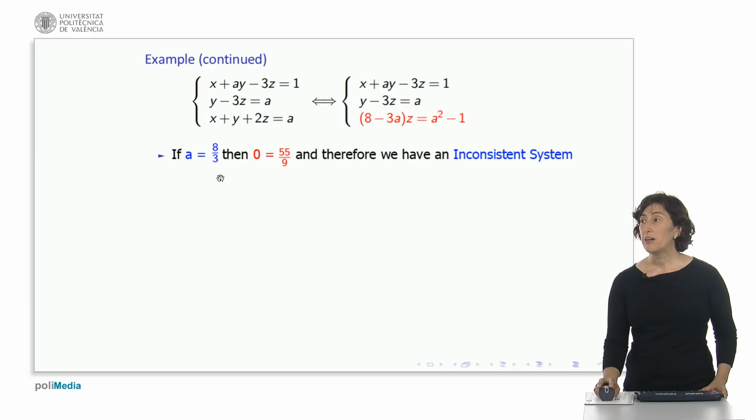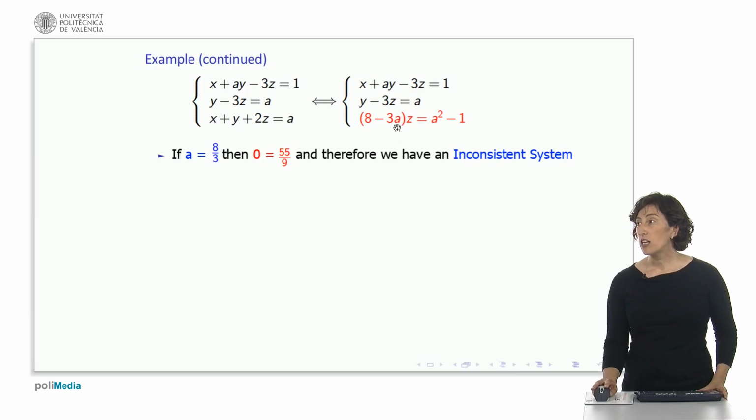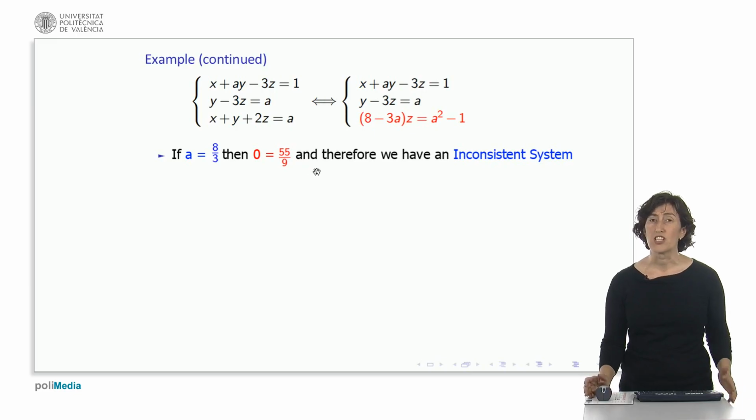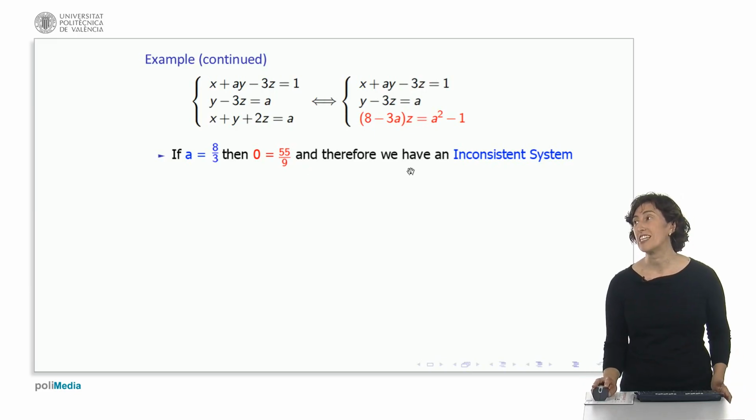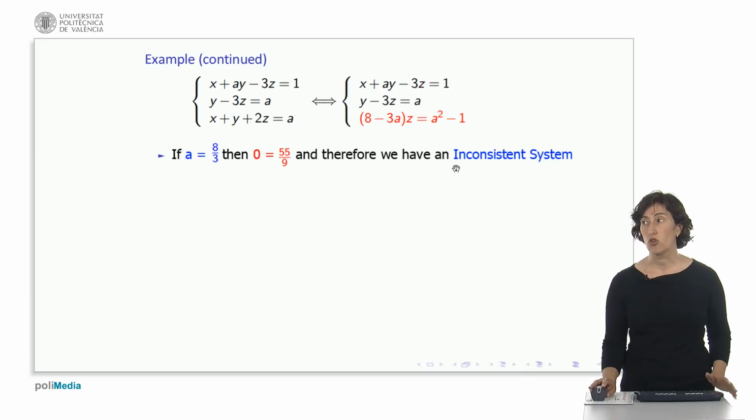If a is worth 8/3, as you can see, it is different from 1. If a is worth 8/3, this here is 0. Then I would have 0 equal to, substituting here 8/3 minus 1, I have 55 divided by 9. I have 0 equal to 55 divided by 9. That can never happen. Therefore, in that case, we have an inconsistent system. The system does not have a solution. When a is worth 8/3, the system is inconsistent.